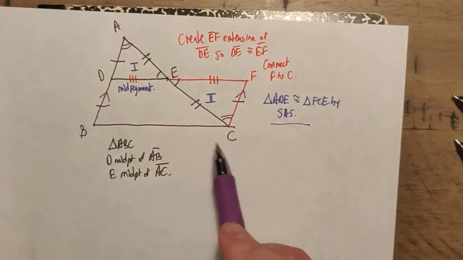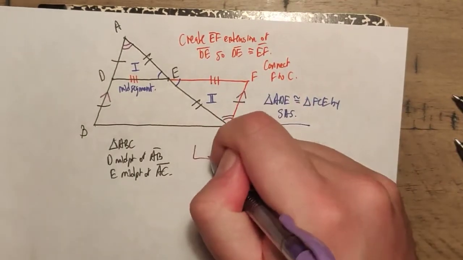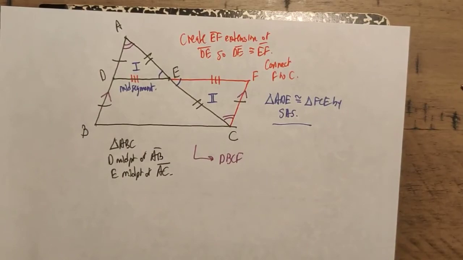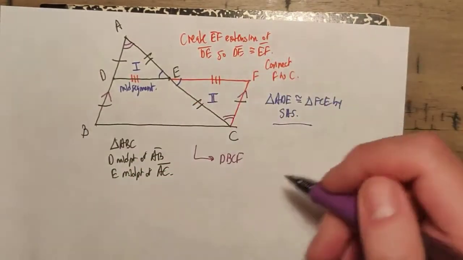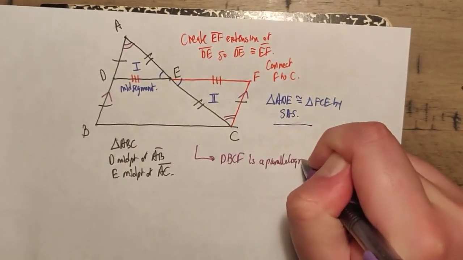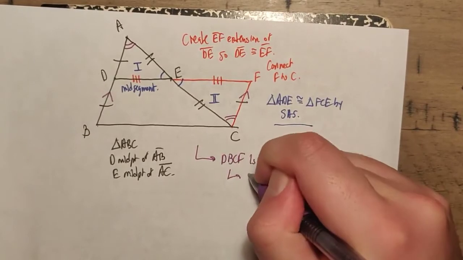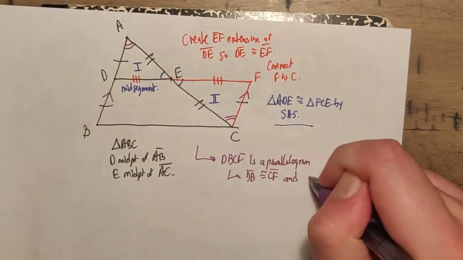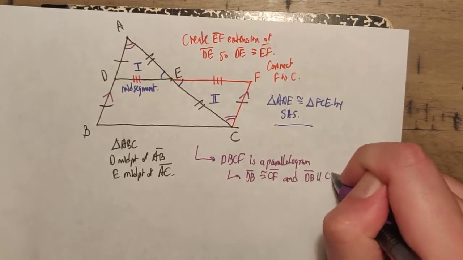Now we take a look at this quadrilateral DBCF. What do you know about it? Well, look at what we have. We've just shown that DB is congruent to CF here. From that, we've also shown it's parallel. So we can say it's a parallelogram, since we have that DB is congruent to CF, and DB is parallel to CF, right?